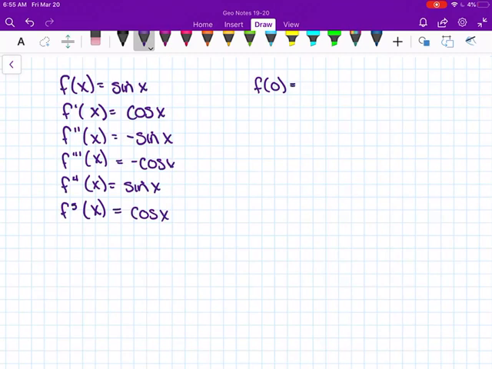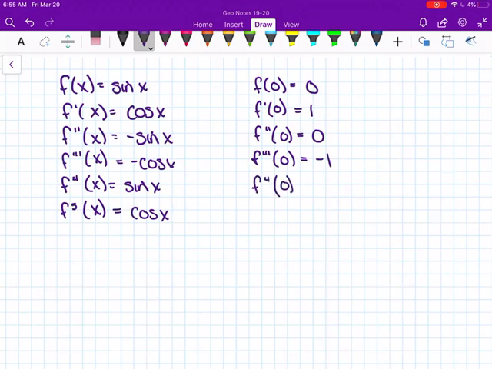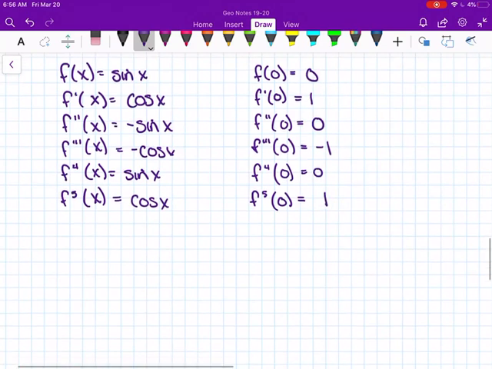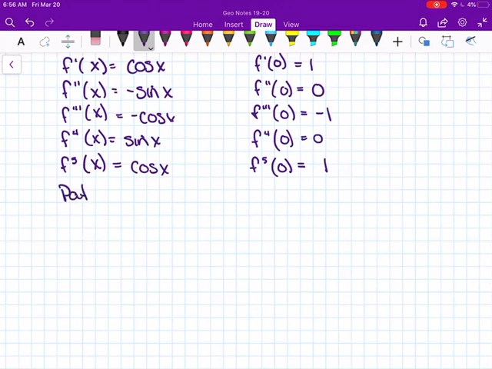And now I evaluate each of those at 0. So sine of 0 is 0. Cosine of 0 is 1. Negative sine of 0 is 0. Negative cosine of 0 is negative 1. Sine of 0 is 0. And cosine of 0 once again is 1. So we can see the pattern there. So we have a pattern. Yay, we like patterns.